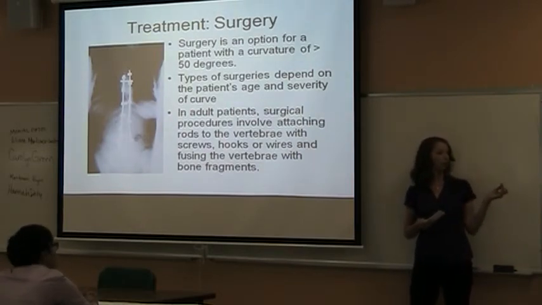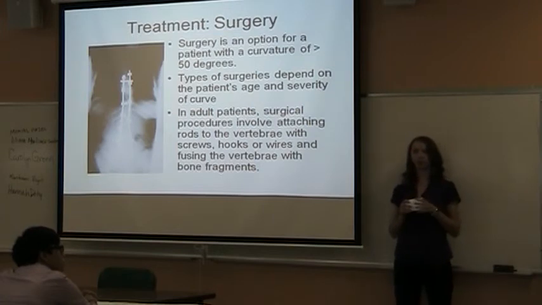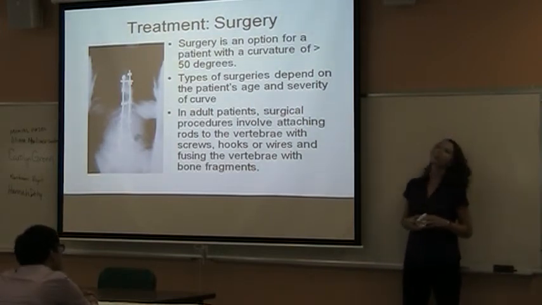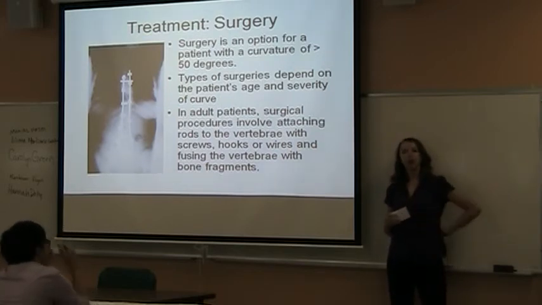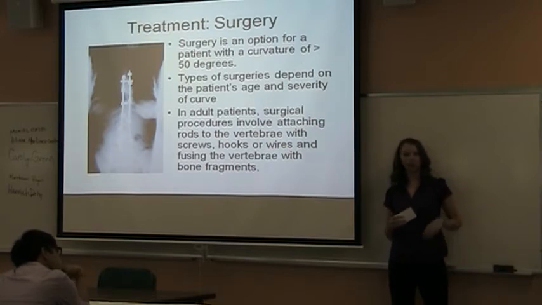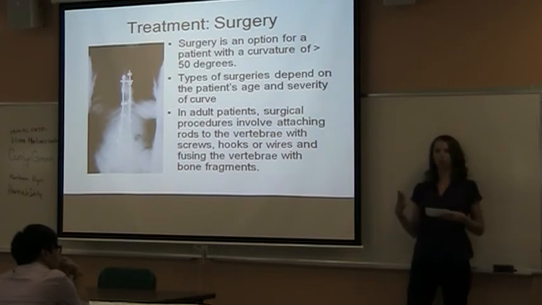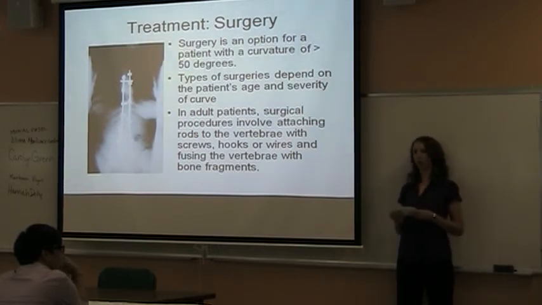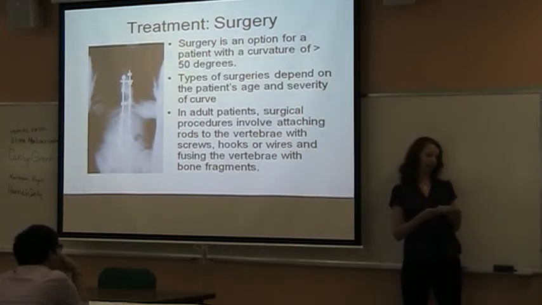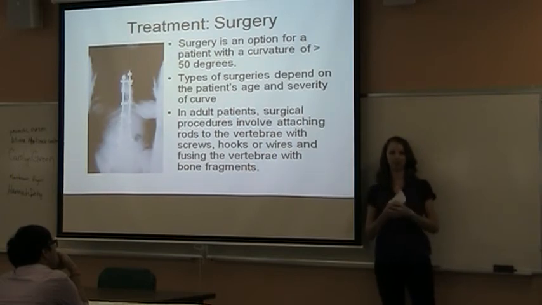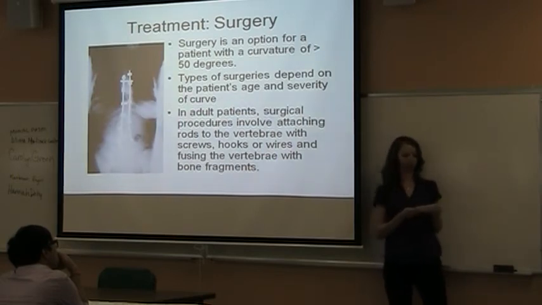If a patient has a curvature of greater than 50 degrees, there are different surgery options available. For adults, some of the surgeries would include fusing the vertebrae together with bone fragments from other parts of the body, as well as attaching rods to the spine. However, if a child that's still growing requires surgery, growing rods are available, which act as an internal brace and don't allow the vertebrae to be fused together while the child's still growing.